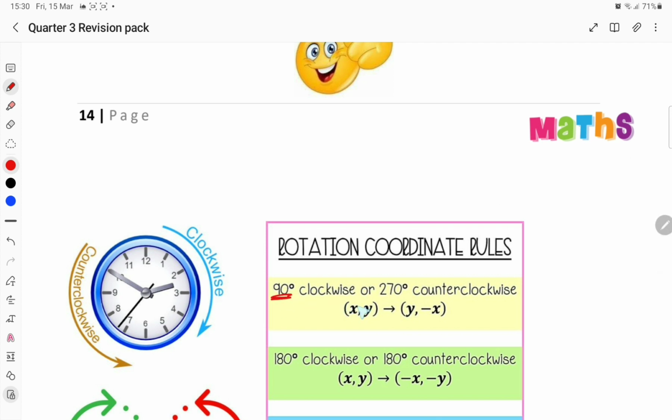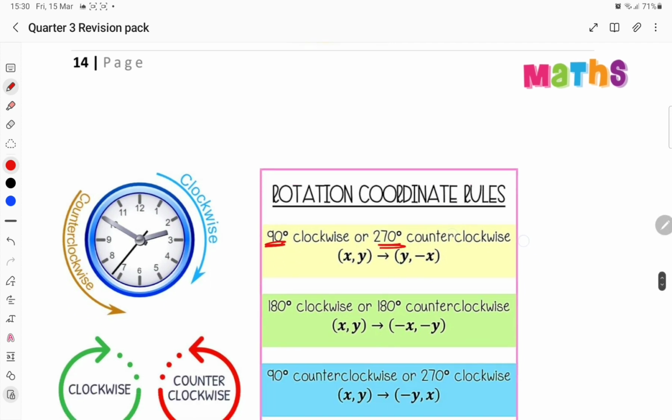90 degrees clockwise or 270 counterclockwise, both are the same. Okay? So why are they the same? This is the question. Here's clockwise, and this is counterclockwise. Clockwise is with the clock direction, counterclockwise is opposite to the clock direction.